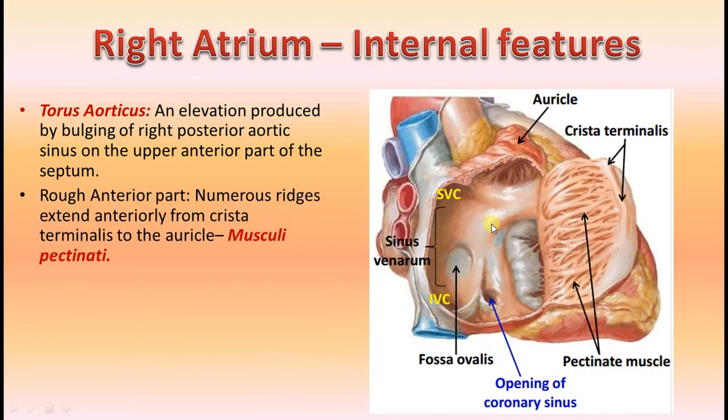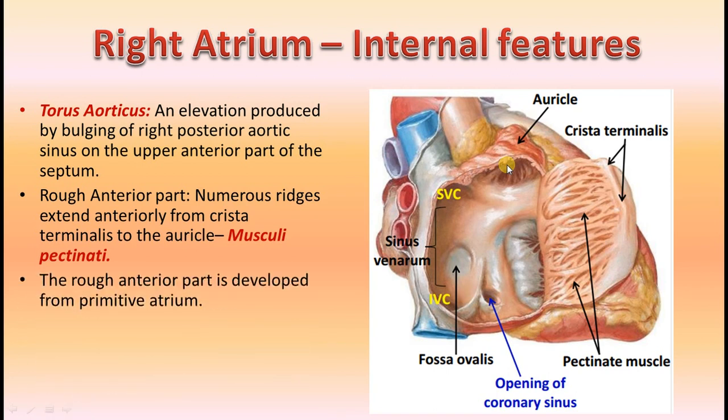Then if you come to the anterior part from the crista terminalis, you can see numerous muscular ridges running forwards and to the left, and they are called the musculi pectinati, or pectinate muscles. They are mainly thick in nature as compared to the sinus venarum part, and the musculi pectinati also contribute to the formation of the right auricle. So the right auricle is also made up of these muscular ridges.